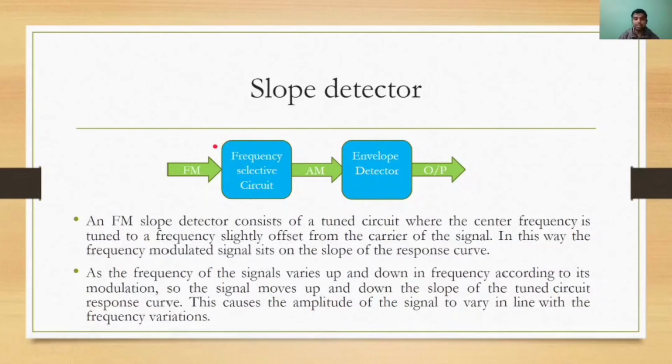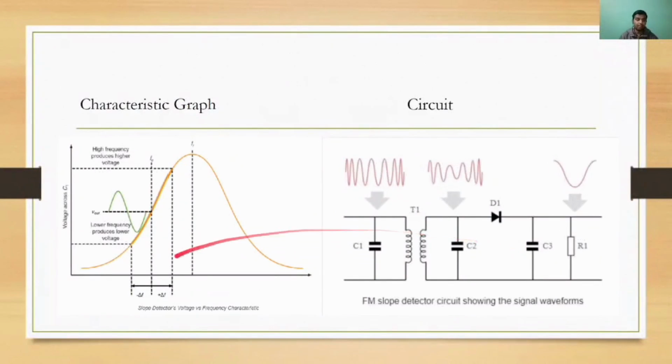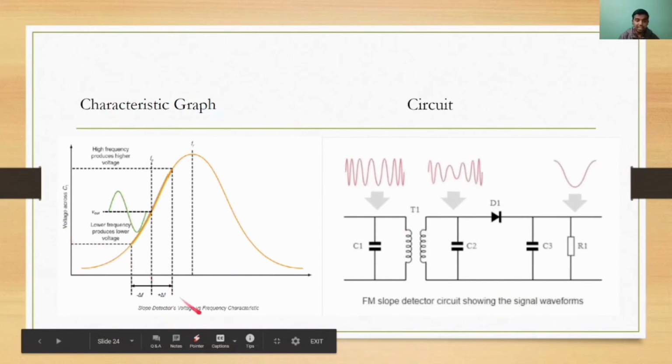So what do slope detectors do? They take FM as an input which is fed into a frequency selective circuit which converts it into an AM. Then we use the envelope detector which gives us the output. So an FM slope detector is basically a tuned circuit of capacitor and inductor where the center or the resonant frequency is greater than the carrier frequency. In this way, the frequency modulated signal sits on the slope of the response curve, which can be understood from the following graph. As you can see, this is a graph of slope detector voltage versus frequency characteristic.